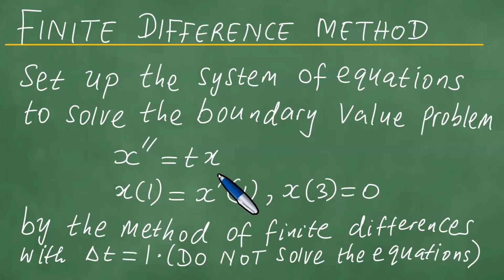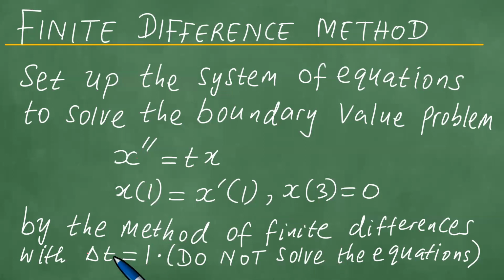Right, in front of us is the finite difference method topic, and we are looking at the question that says set up the system of equations to solve the boundary value problem: x double primed equals tx, x of 1 equals x primed of 1, and x of 3 equals 0.